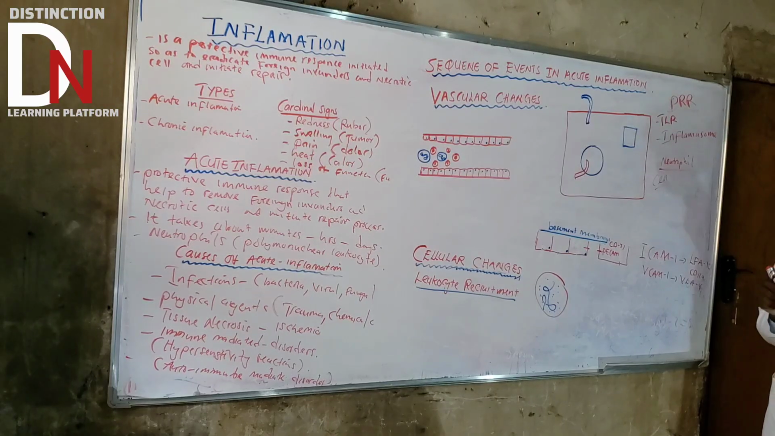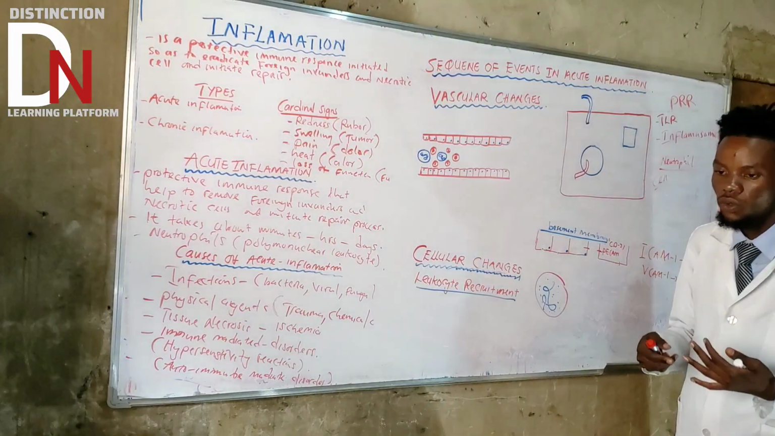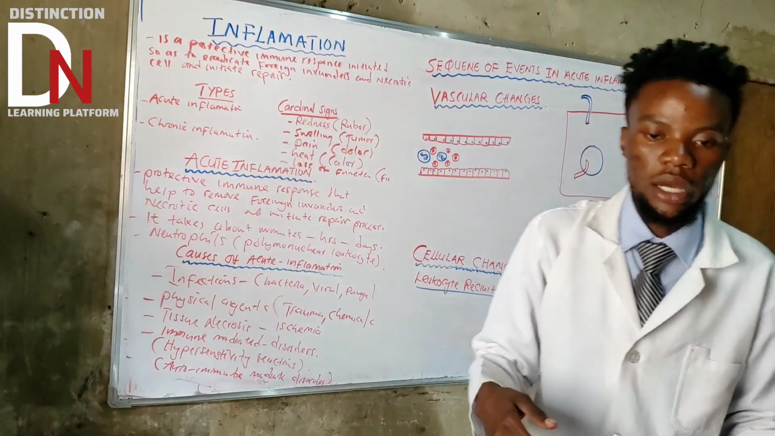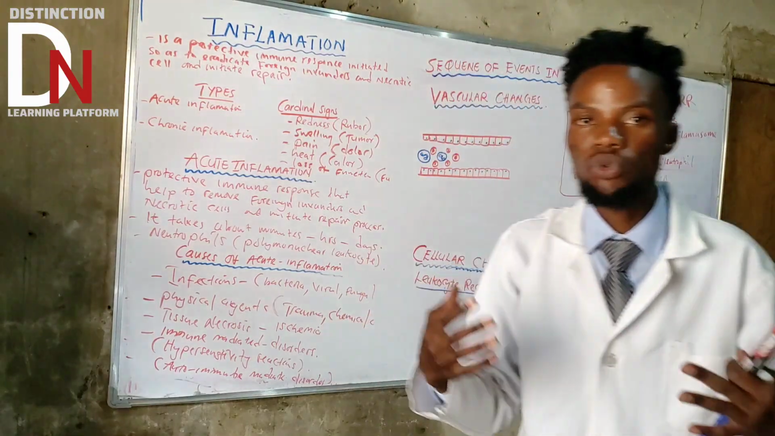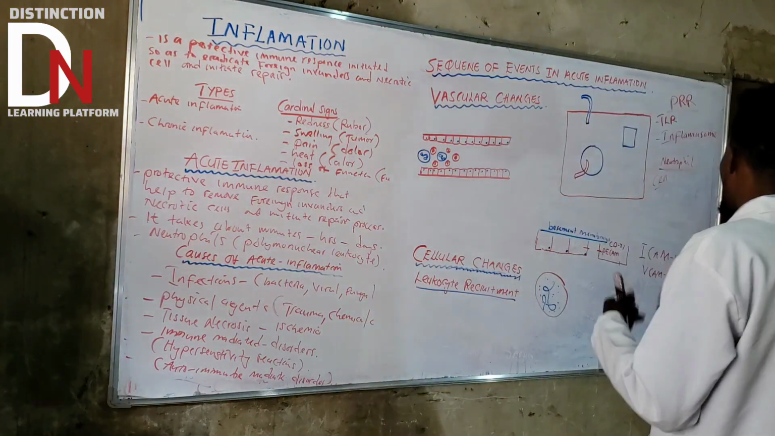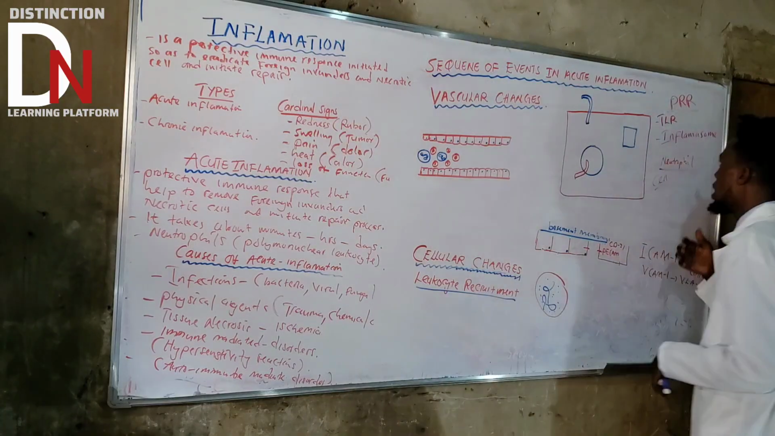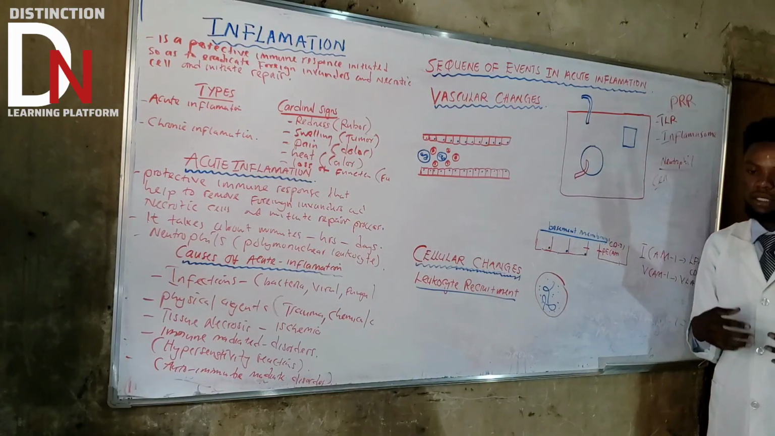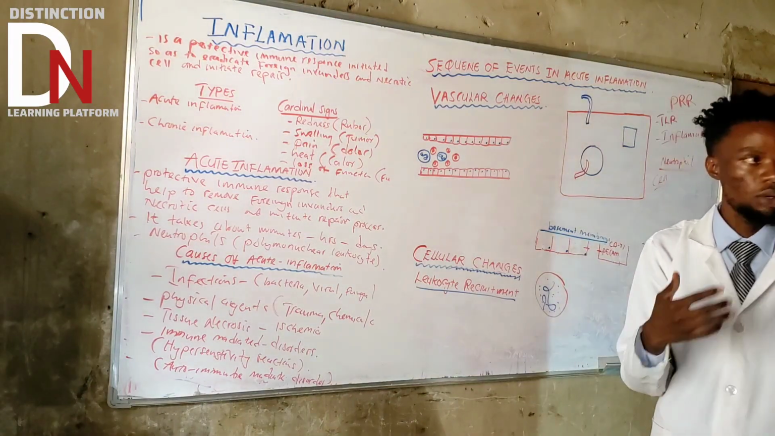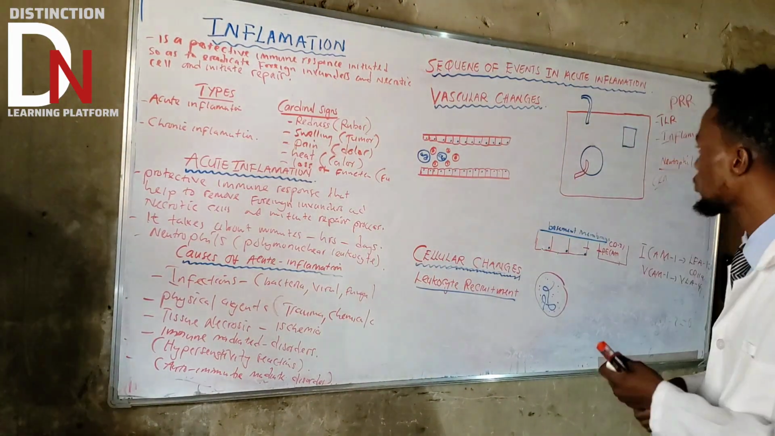So these pattern recognition receptors are of two types: the toll-like receptors and the inflammasome. Toll-like receptors have been discovered, and there are about 10 members of them. The inflammasome is a large group, but basically it is treated as one group.